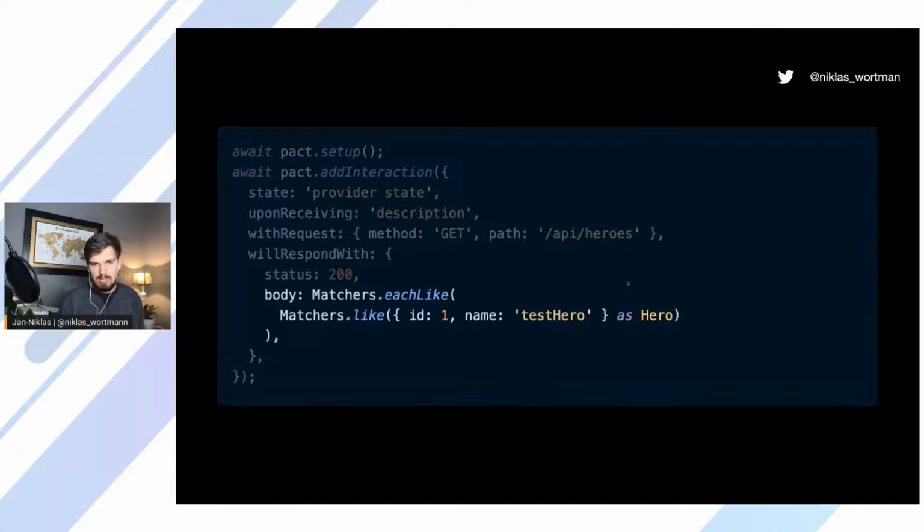Therefore, we used like matchers, and they behave such that they do strict checking on the properties. So there has to be an ID and a name. And it does a strict check on the type of the value. So the ID value always has to be of type number, and the name value always has to be of type string. I just did the S0 here to get some kind of IntelliSense feature so that I don't have to come up with the proper names on my own.